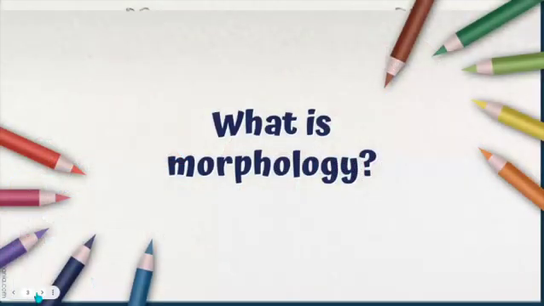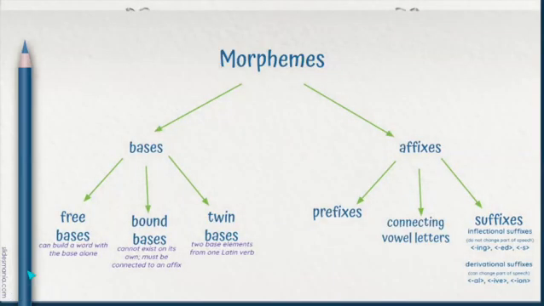So what is morphology? It's simply the study of words and their parts. Morphemes are the smallest piece of a word that still maintains meaning. Morphemes can be categorized into two sections, bases and affixes. Every single word has a base. Some words are just the base with no affixes attached to it.